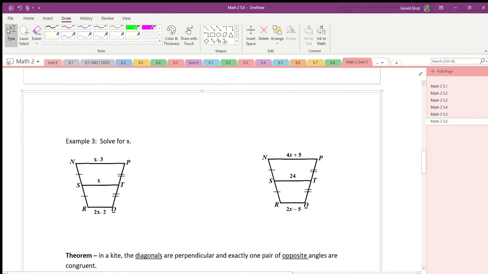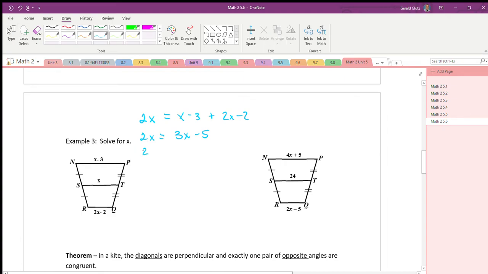So in example 3, we've got to solve for x. If you remember, whatever the midsegment is, in this case the midsegment is x, I'm going to multiply that times 2, so 2 times x, and it's going to equal the two bases added together. So x minus 3 plus 2x minus 2. I'm going to combine like terms on the right side. So x plus 2x is 3x. Negative 3 minus 2 is negative 5.